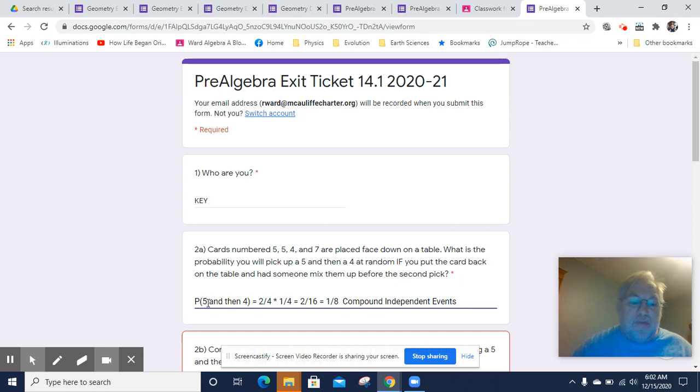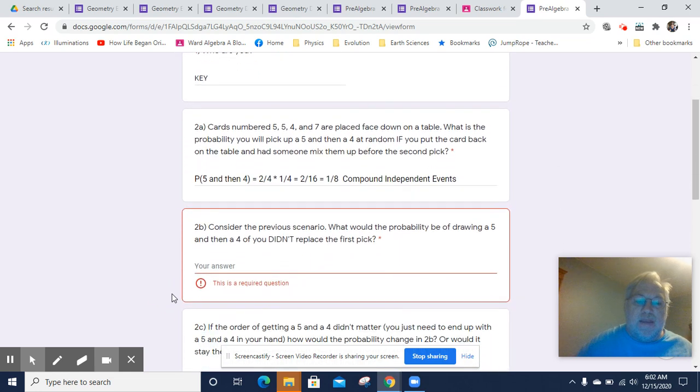So its probability of a 5, then a 4 is going to be 2/4 times, those 2 out of 4 chances for the 5. And then there will be 1 out of, now still 4 cards because you put the card back in, 1 out of 4 chance for getting the 4. So it's 2/16. This 2/4 times 1/4 is 2/16, which simplifies to 1/8.